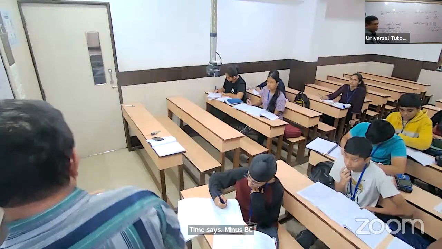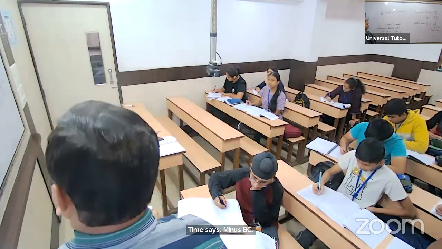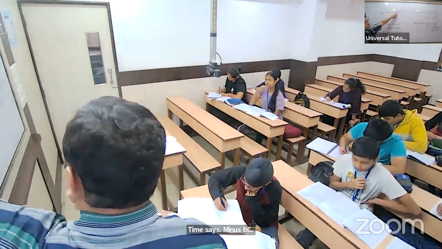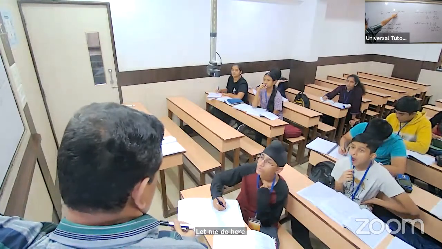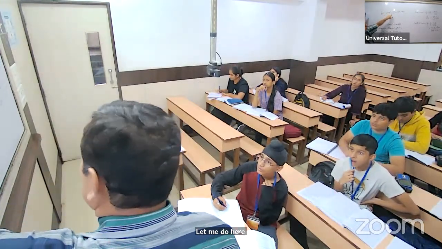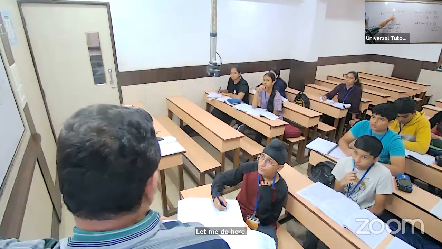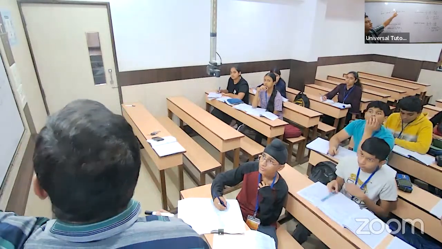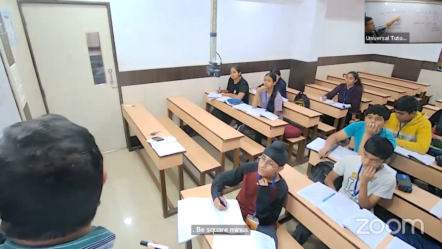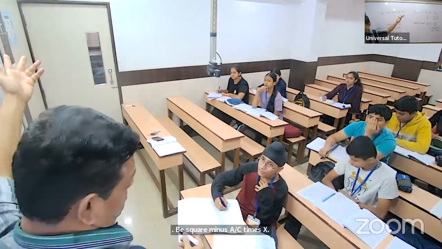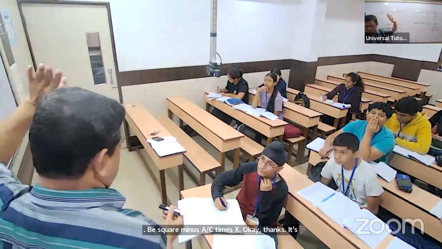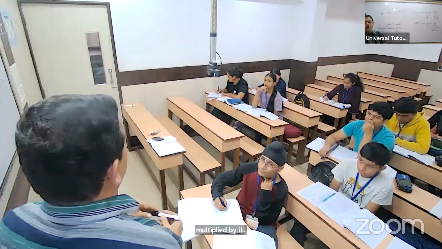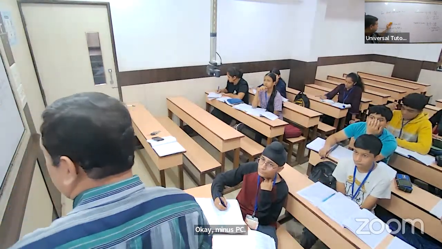Look here. How will you read this one? Listen all of you. First, how will you read abx² + (b² − ac) times x? Times means multiplied by x. Okay, minus bc. Are you clear?